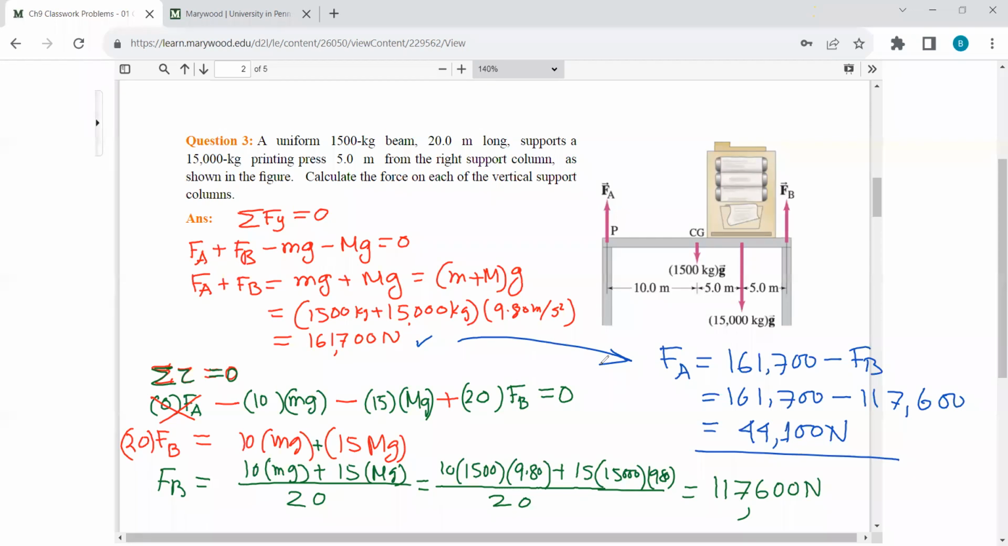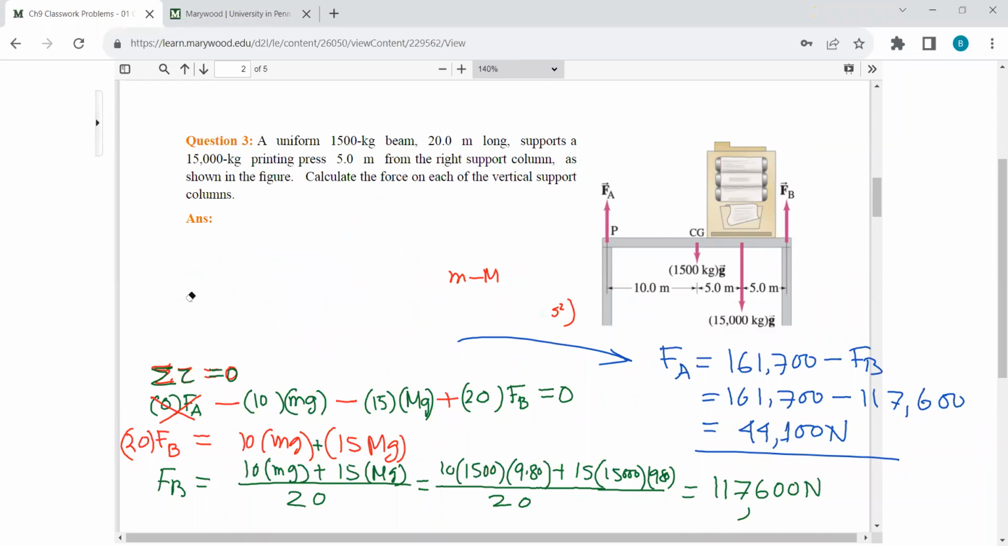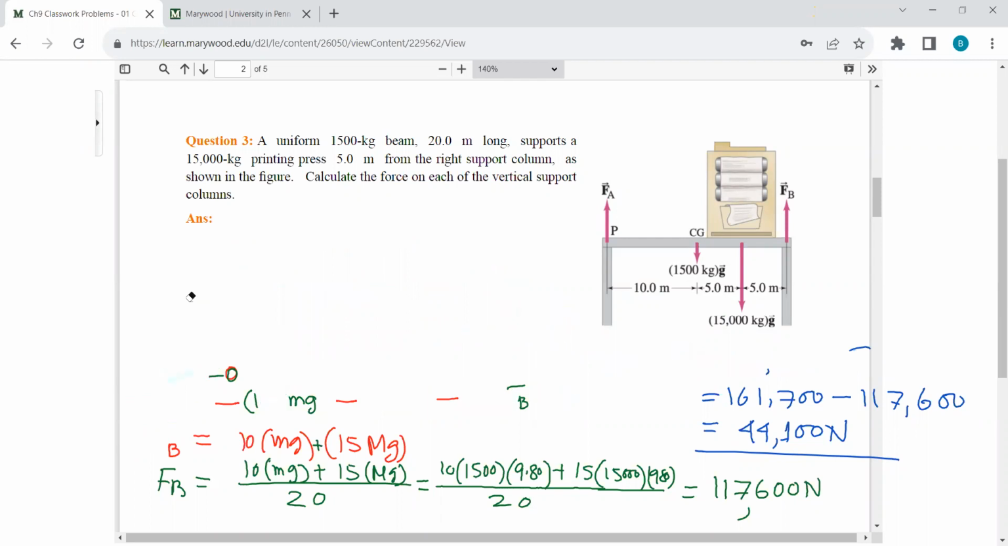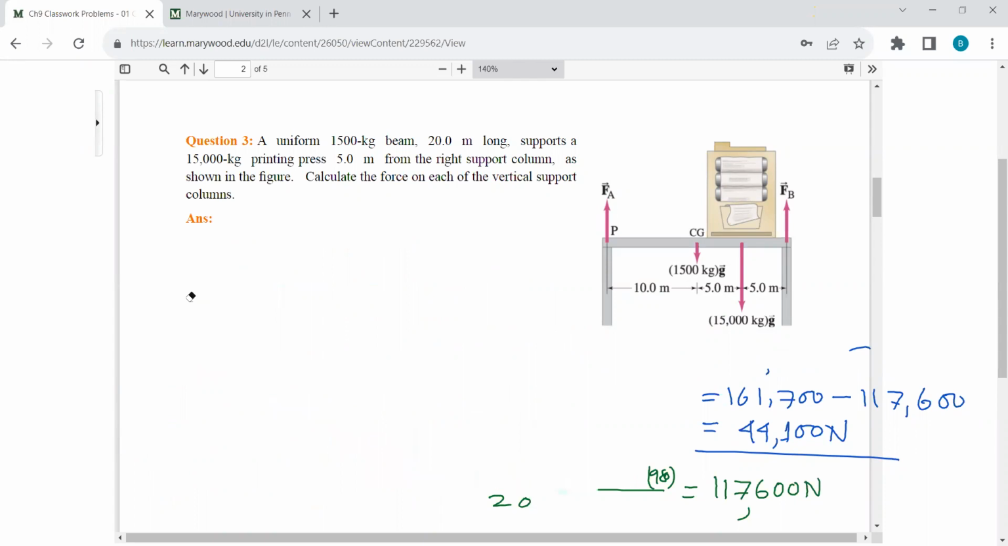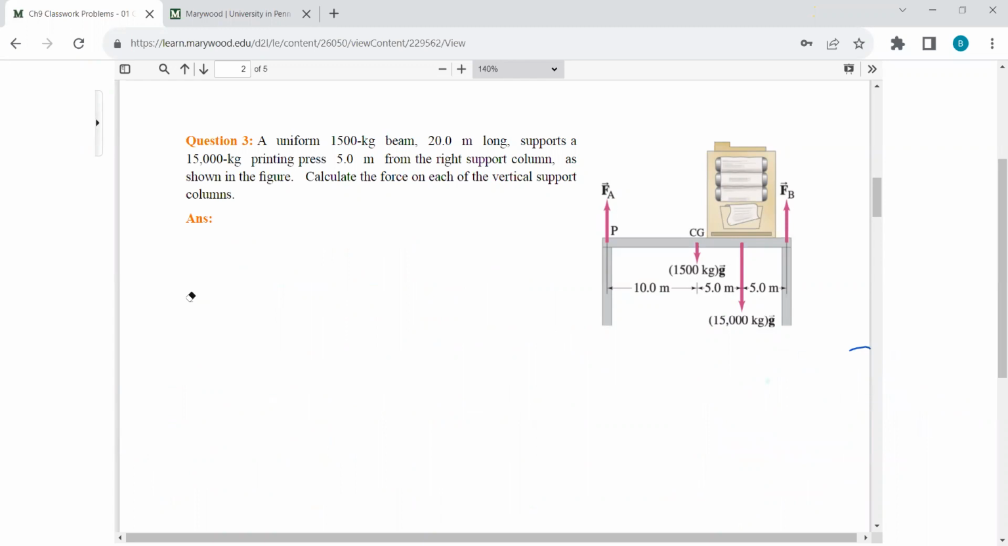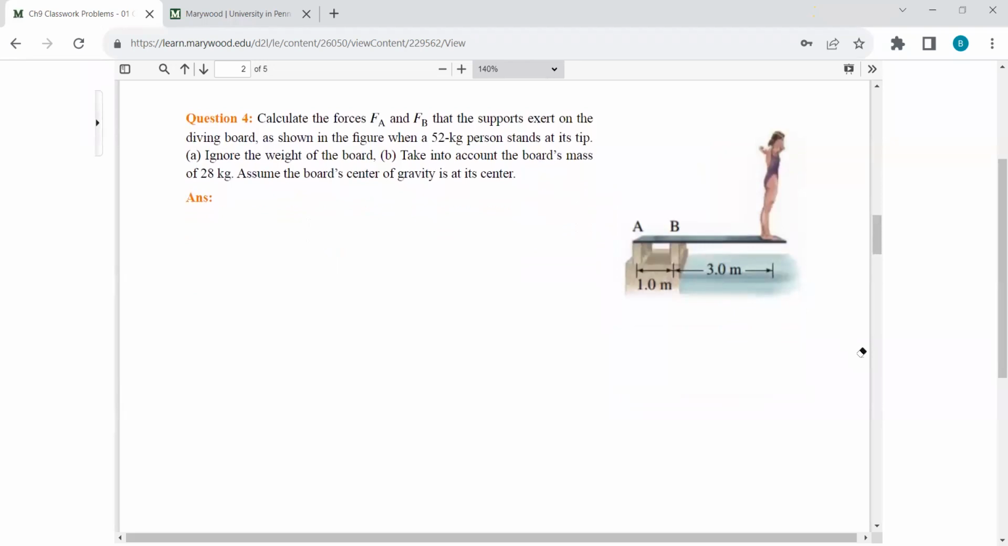So the next problem is exactly the same. Okay, so let's do it. If you understand this, the next problem is easy to solve. All right, so next problem here, we have something similar to the beam in the last problem.